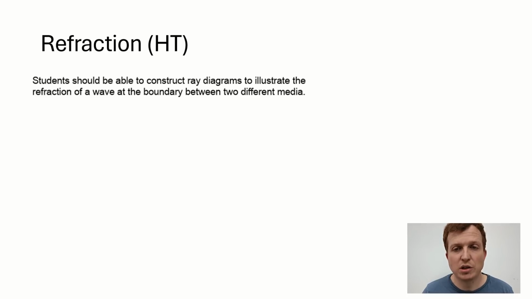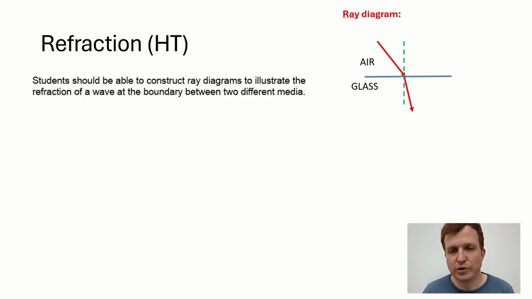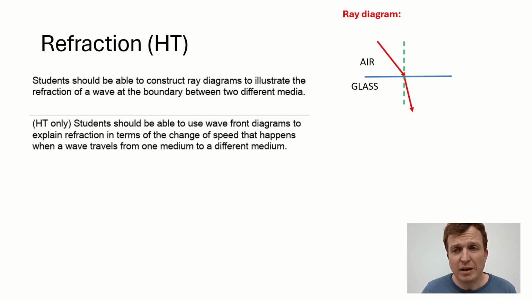Refraction is something else we need to be able to describe really carefully. This is quite a common question to come up. You could be asked to draw a ray diagram like this. So when light goes from air to glass, it goes towards the normal. But more commonly, and generally gets answered way worse, is to use wavefronts. So students should be able to use wavefront diagrams to explain refraction.